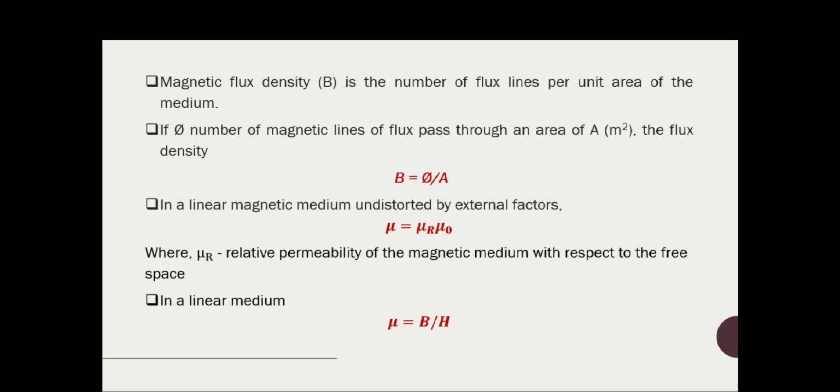And magnetic flux density B is the number of flux lines per unit area, given by phi by A. In a linear magnetic medium undistorted by external factors, mu equal to mu 0 mu r, and mu r is the relative permeability. So we can write mu is equal to B by H, or B equal to mu H.